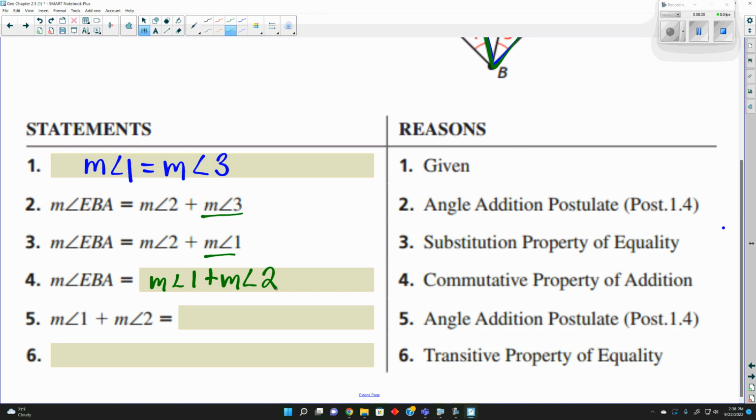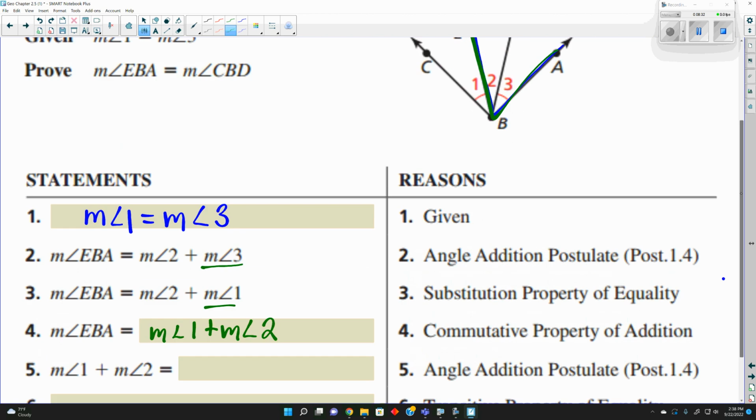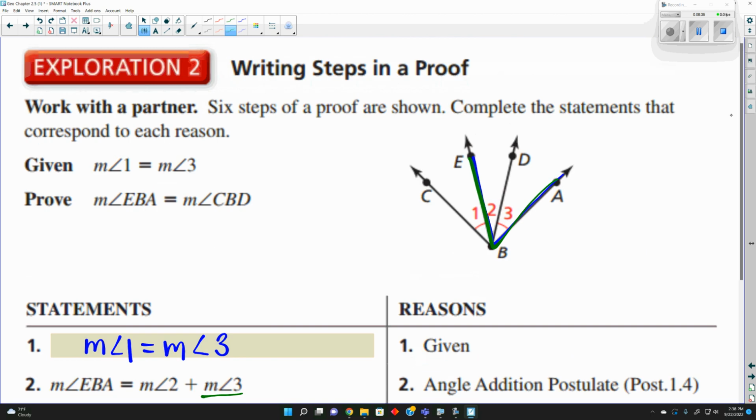Okay. Any questions on this so far? So what, question on what? Which part? Literally all of it. Anything. The other part I don't understand is... So where are we trying to get to? What are we trying to prove? EBA is equal to CBD, yes. This is where we're trying to go to, yes?